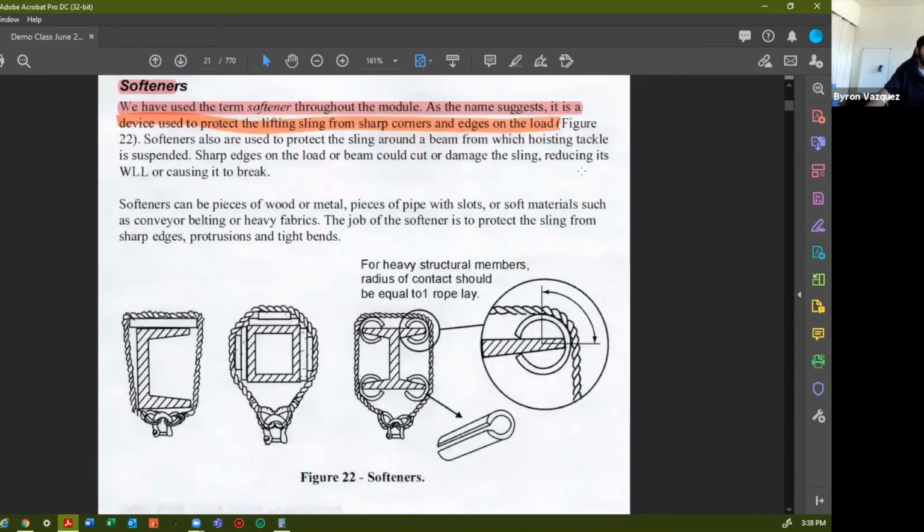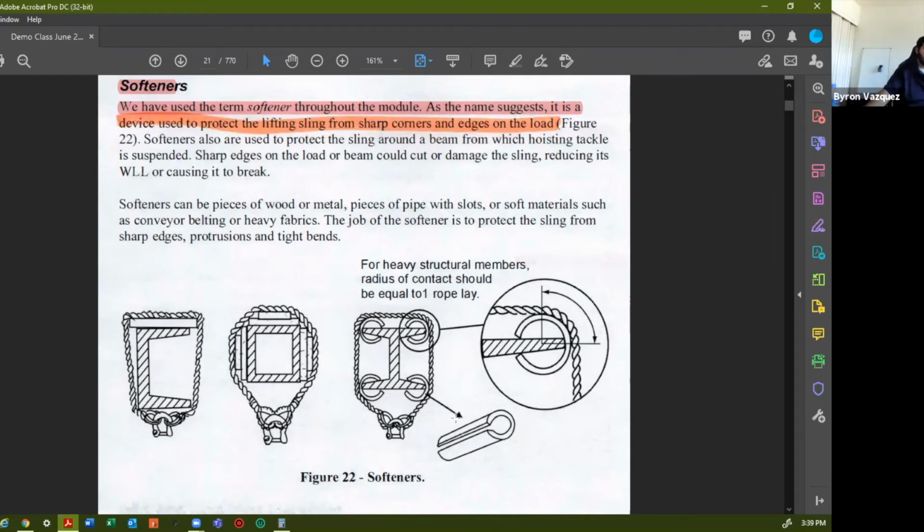So here we're going to cover some softeners. So what are softeners? We have used the term softeners throughout the module. As the name suggests, it is a device used to protect the lifting slings from sharp corners and edges on the load. So at times you can be picking up either beams, pipes, wherever it is that you're lifting. Sometimes you're going to get real close to buildings or structures where that wire, basically the hoist of the crane itself, may come in contact with structures.